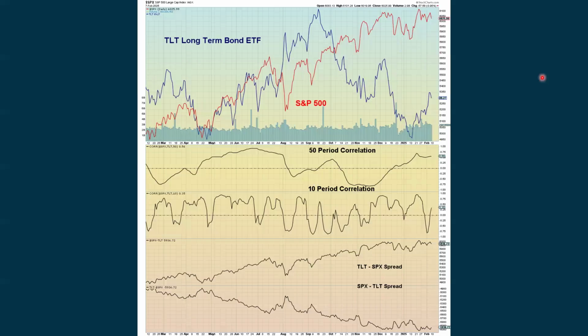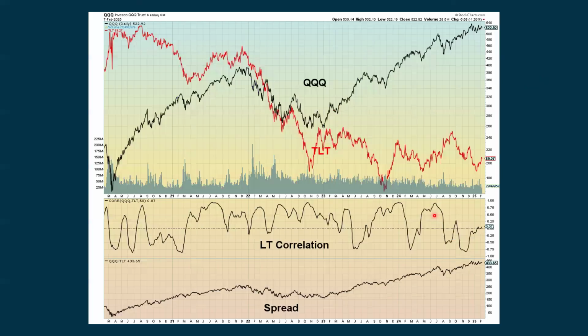We look at the long-term bond ETF and then the S&P 500 and look at correlations between the two. The long-term correlation is pretty much flat right now, and we're seeing a little bit of a strengthening of the short-term correlation, just meaning they're going in the same direction at the same time, whether up or down. That same thing is applied to the QQQs in the long-term bond, pretty much neutral right now with the correlation as the market's figuring out what kind of an environment it wants to shift into.